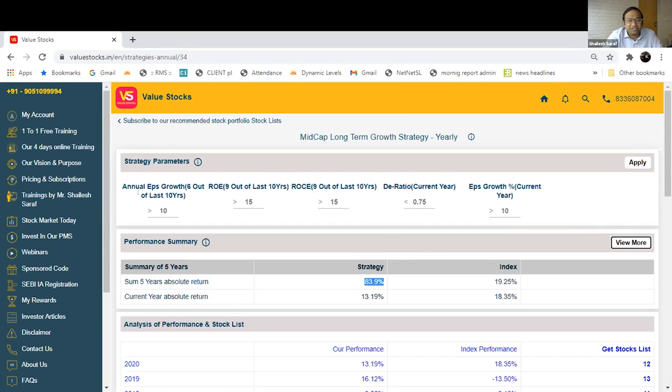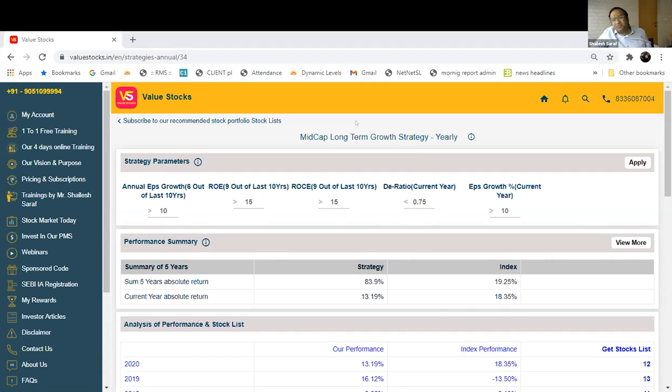Now, if you see what is the strategy we are actually taking: in the last 10 years, 6 out of 10 years, the stock has moved greater than 10%. The ROE in the last 10 years, 9 out of 10 years, is greater than 15. And there is very less debt ratio. So these companies are very, very solid. Slowly and gradually, these companies will become large cap.